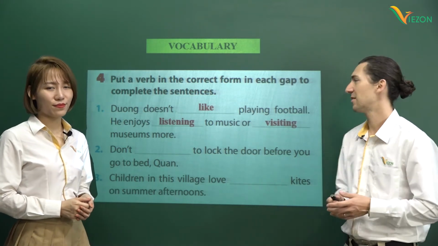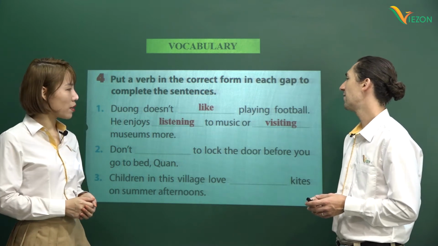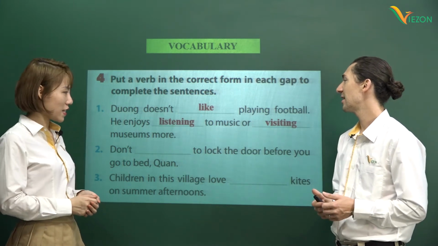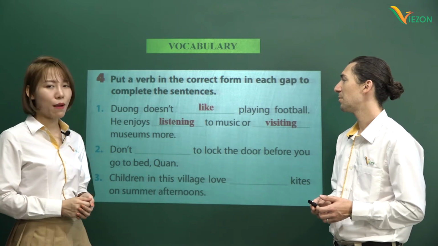So let's go ahead and repeat the sentence. Zhuang doesn't like playing football. He enjoys listening to music or visiting museums more.